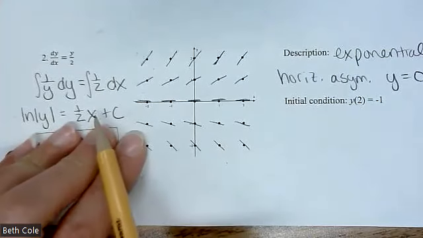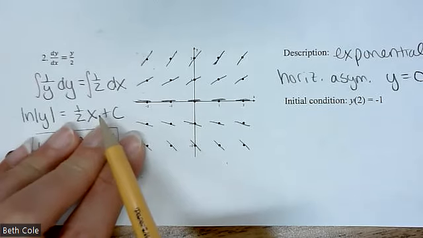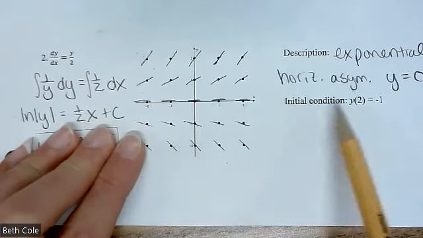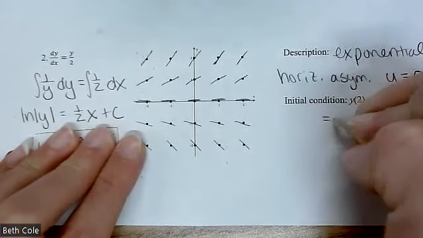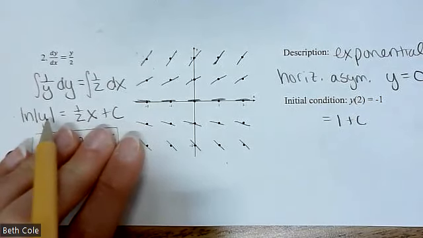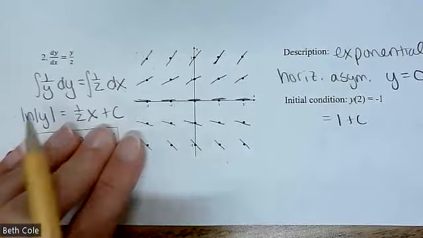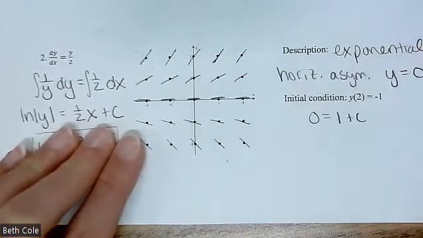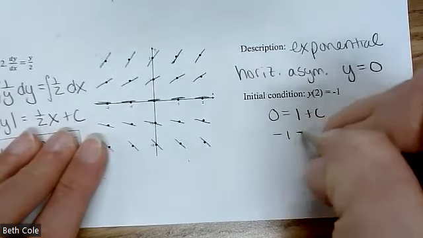So if you plug in 2 for x, 1/2 times 2 would just be 1. So we have 1 plus c. If you plug in -1 for y, absolute value of -1 is 1, and ln of 1 is 0. So what does that mean c is? Yep, c is -1.